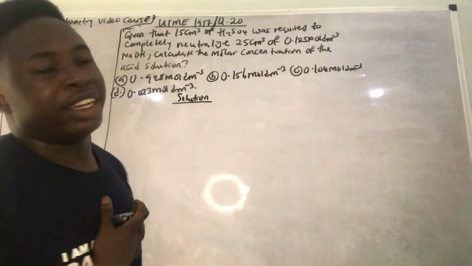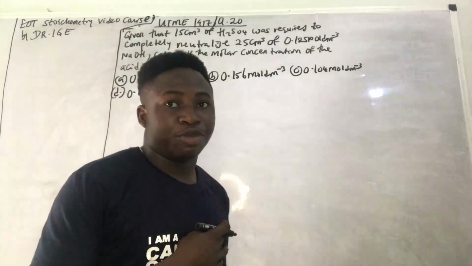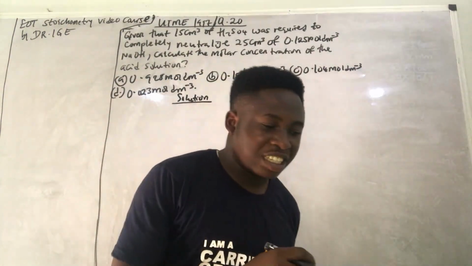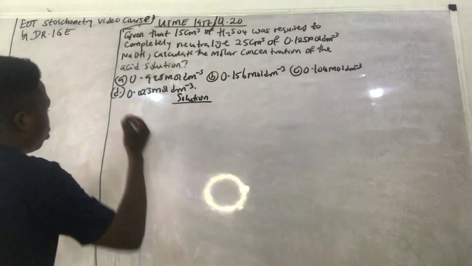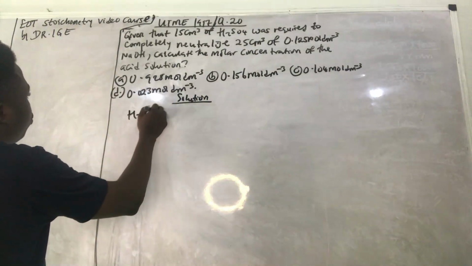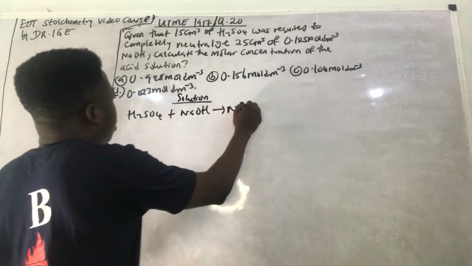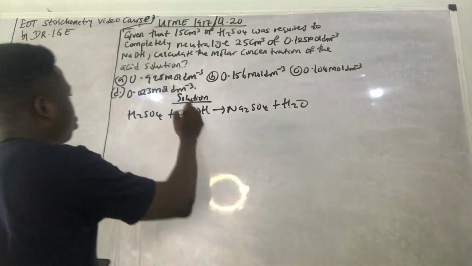With me personally, I will not write any equation. From seeing the two reagents, the acid and the base, I already know the number of moles of the acid and the base. But since you're still getting used to it, let's write the equation.